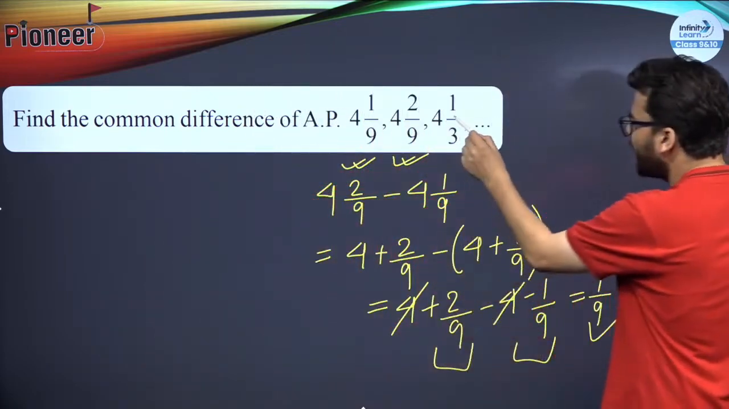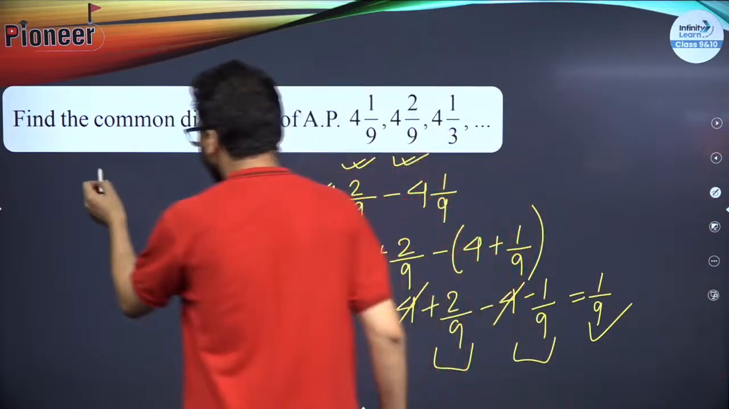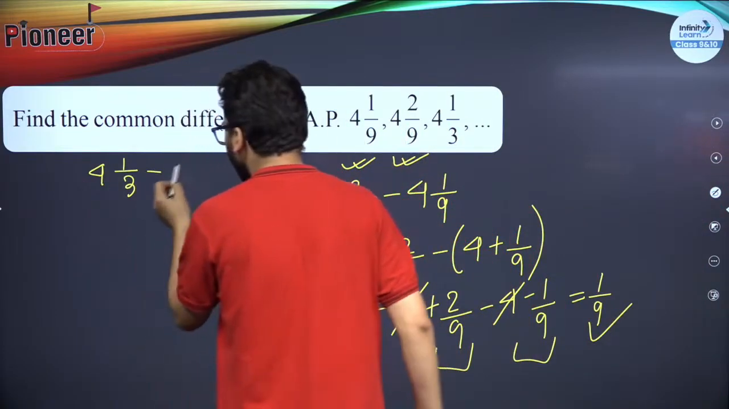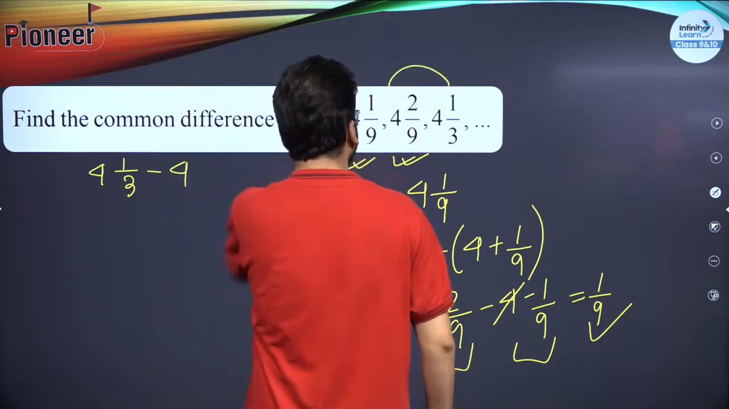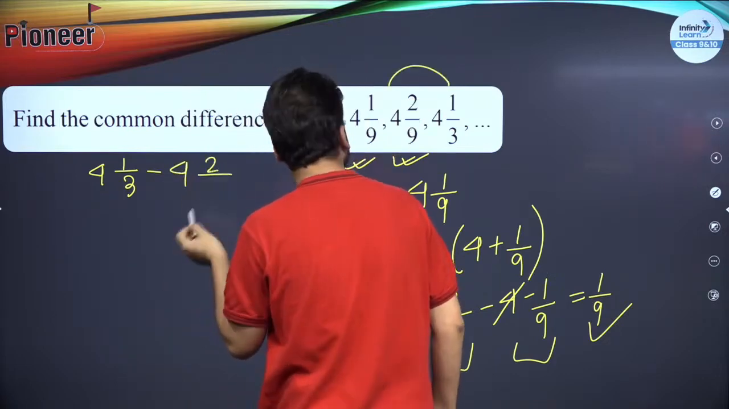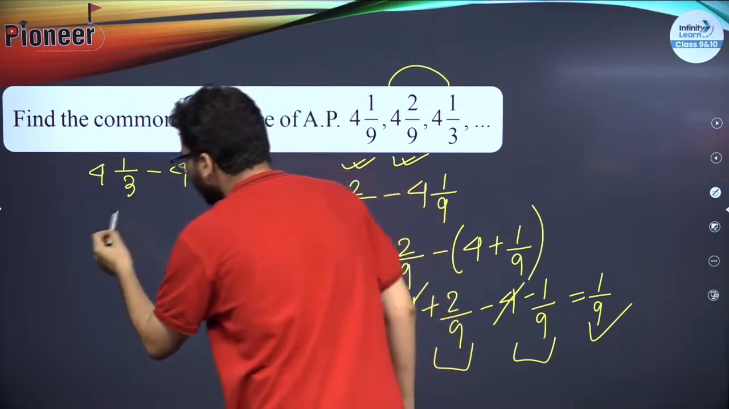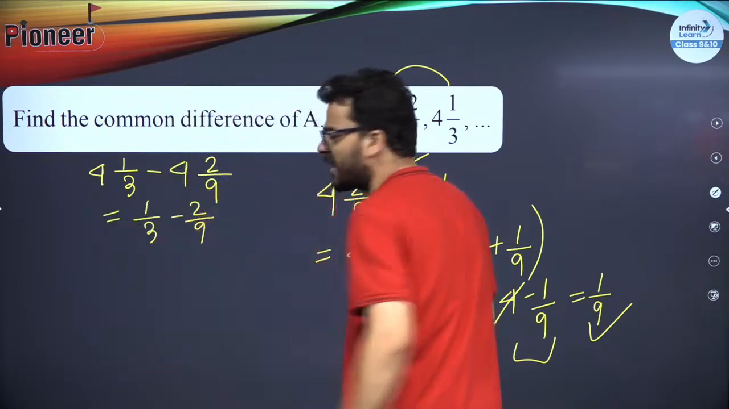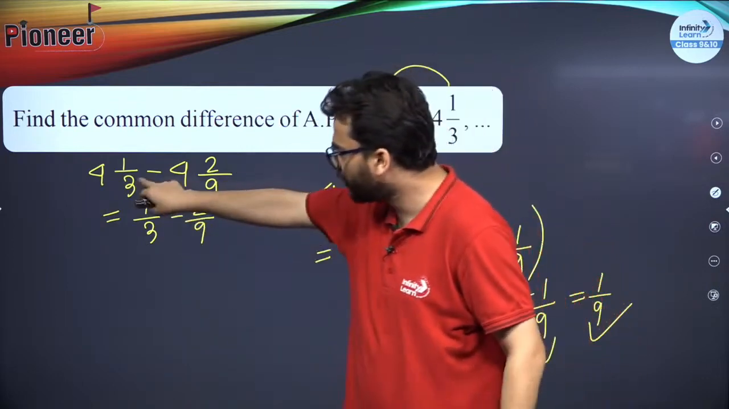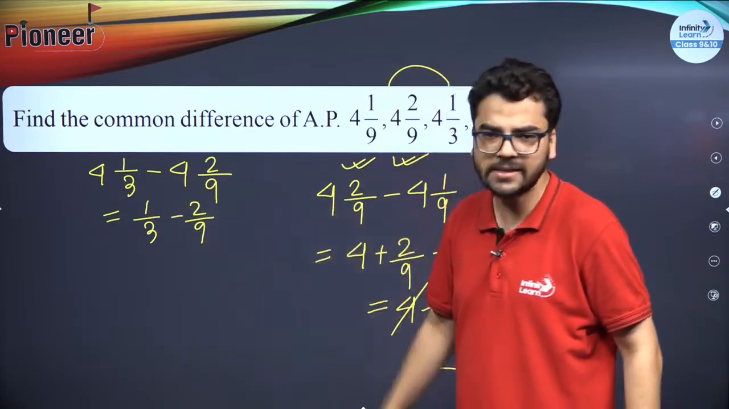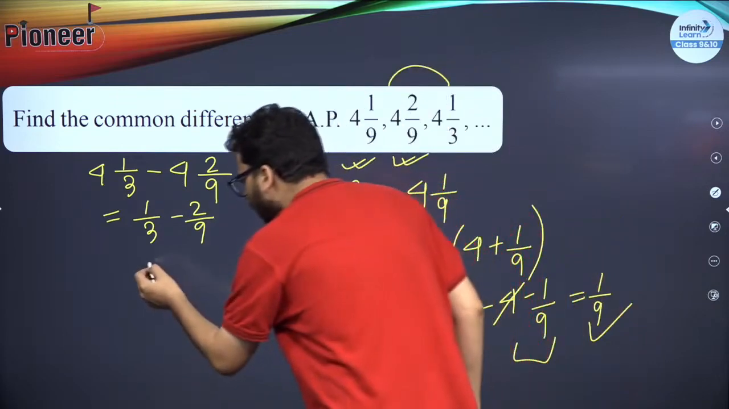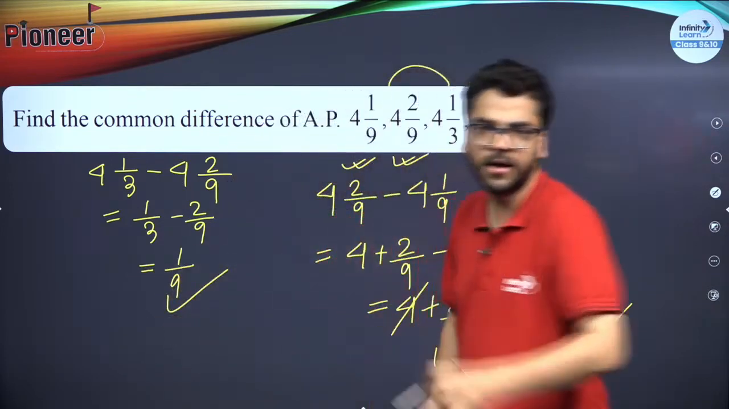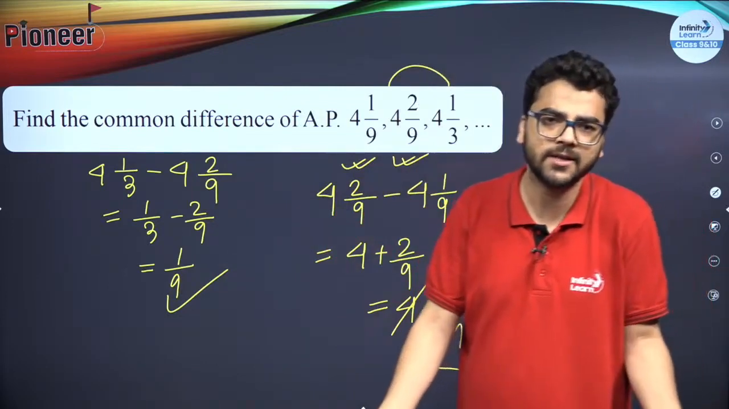See, if you find this thing, suppose I take 4 and 1 by 3, and I subtract 4 and 2 by 9. It means I do this minus this. Then also I'll get the same thing. Can I not say that this is equal to 1 by 3 minus 2 by 9 only? Basic mathematics, guys. I can say that 4 and 4 will be cancelled out. So 1 by 3 minus 2 by 9 we can write. So this will also be over here 1 by 9 only. You can check it, because that is the meaning of common difference over here.